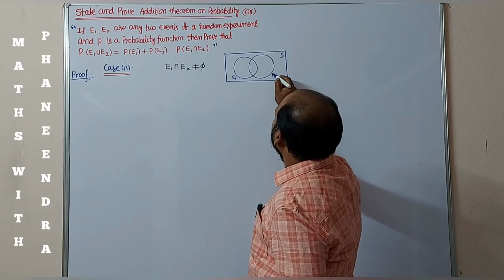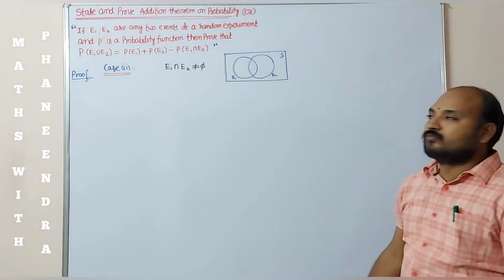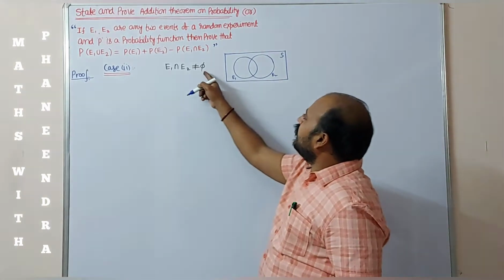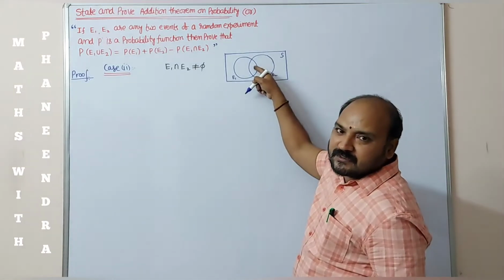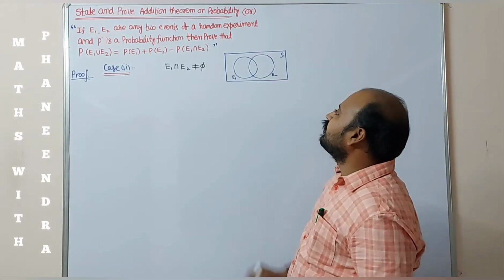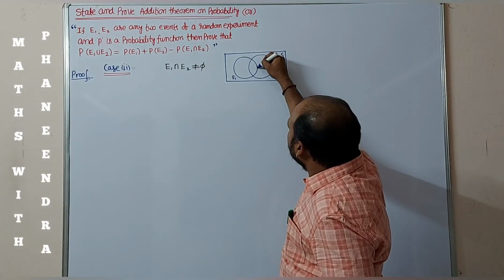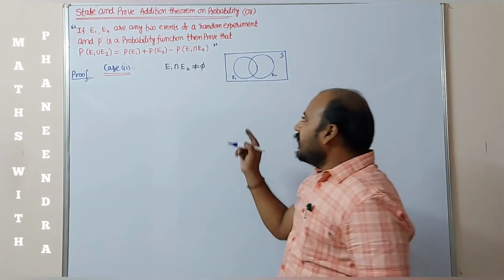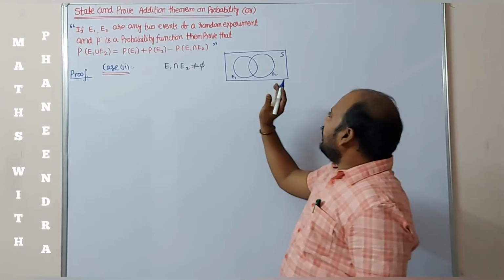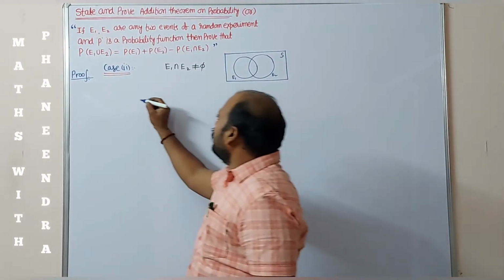E1, E2. E1 intersection E2 is not equal to pi. Why? Because this is a common part. This is called E1 intersection E2. So here, E1 union E2.